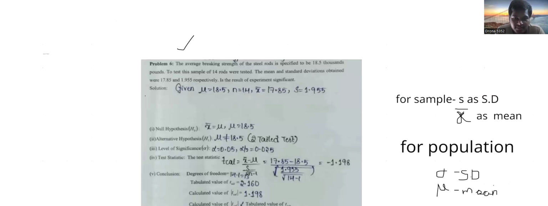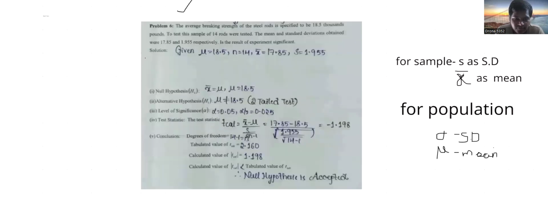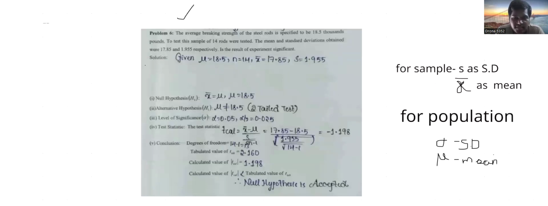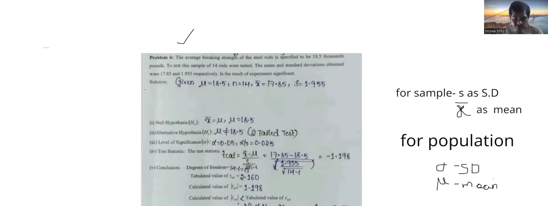Now, to test the hypothesis, we follow the 5 steps. First is the null hypothesis: x bar equal to mu, so mu equals 18.5. Then the alternate hypothesis. Since the question has no keywords regarding a one-tailed or two-tailed test, we blindly follow a two-tailed test. So mu not equal to 18.5.